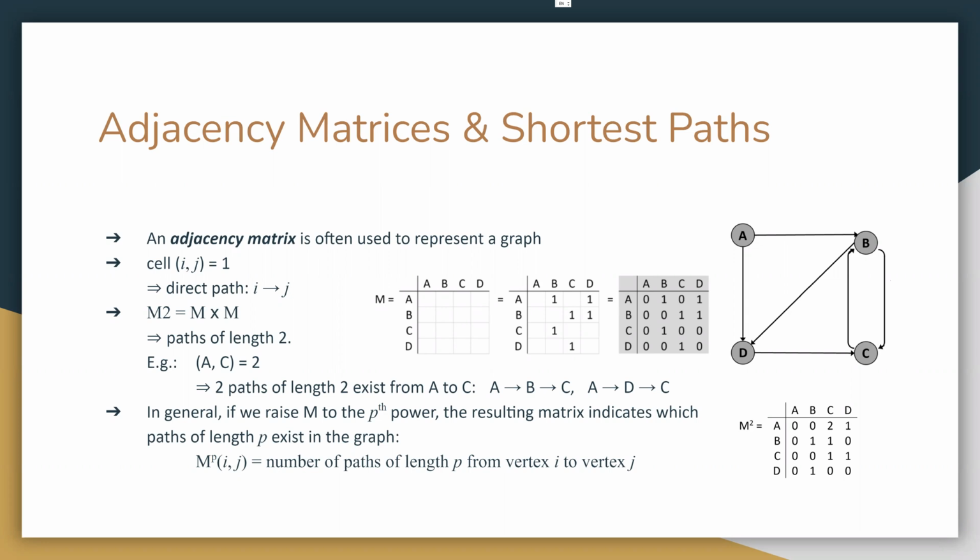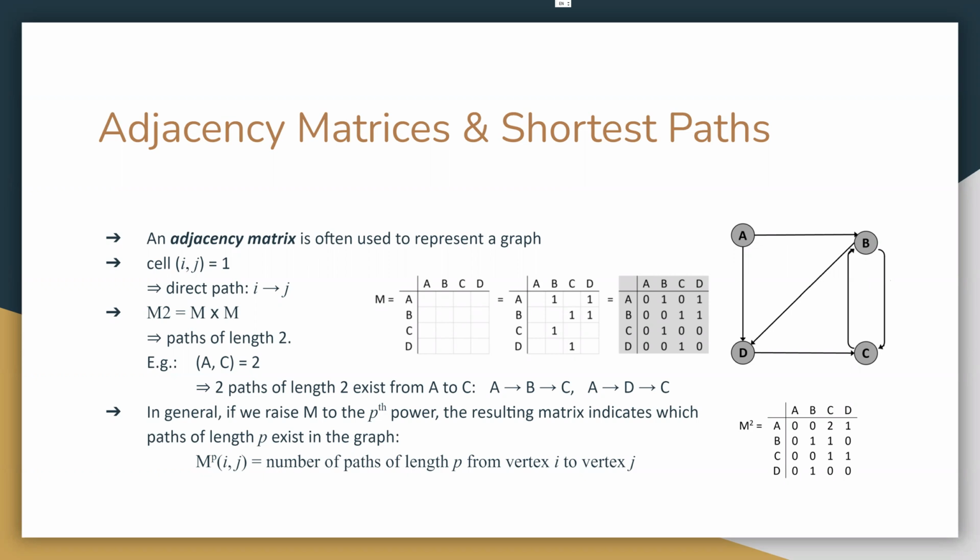And if you want to figure out if there are paths of length 2 from one node to another, you can simply do a multiplication of these two matrices. For example, if we did m times m, and we got this, and we have AC, this spot has a 2 in it. What does that mean? That means we have two paths of length 2.